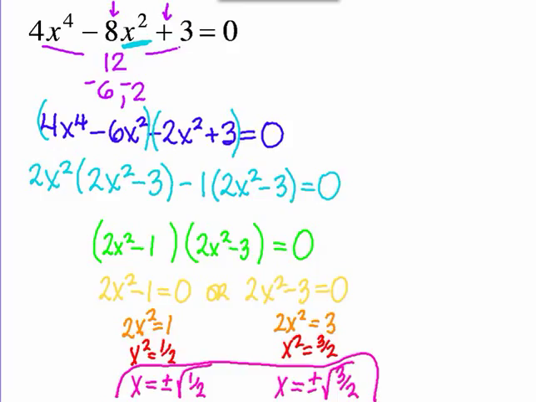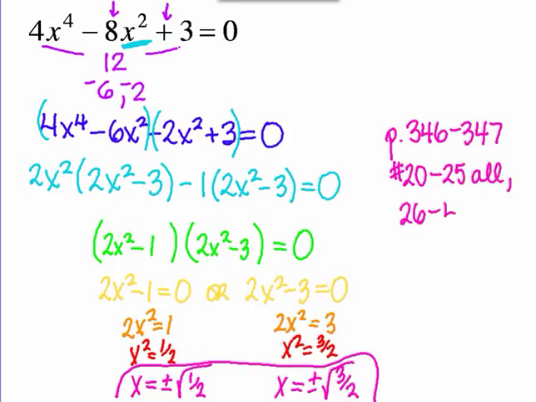Okay, so anyway, if you remember, what I gave you yesterday was 20 through 25 all, and 26 through 46 the evens. And yes, I do want you to keep that. So pages 346 through 347, you had numbers 20 through 25 all, 26 through 46 evens. Okay, so that is what you need to do for me for Tuesday.